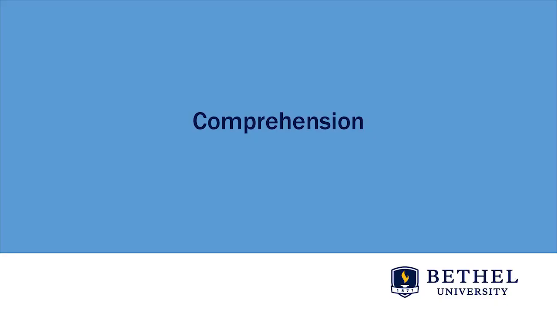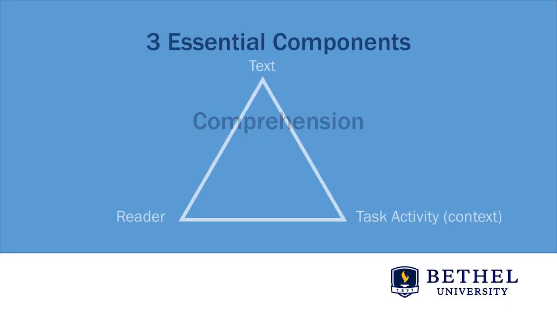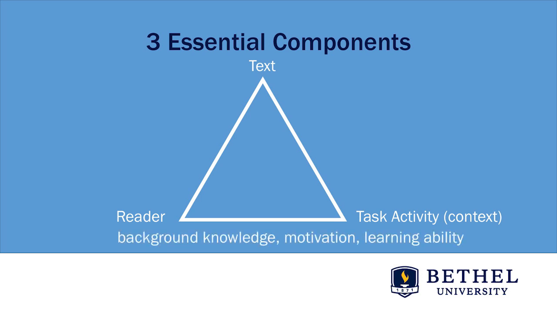The title of this PowerPoint is Comprehension. The purpose for reading is to comprehend what the author is trying to say. There are three essential components to comprehension: the reader, the text, and the task activity or the context. Let's look at the needs of the reader first.